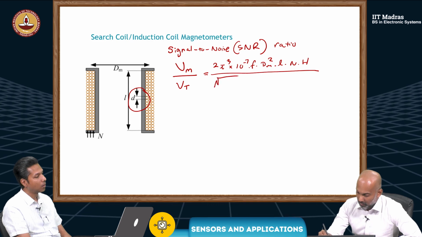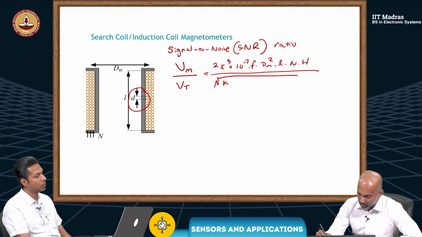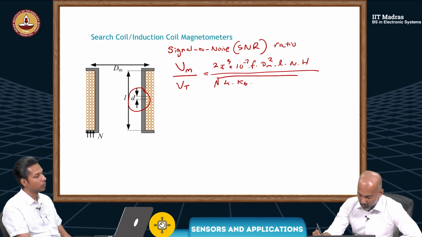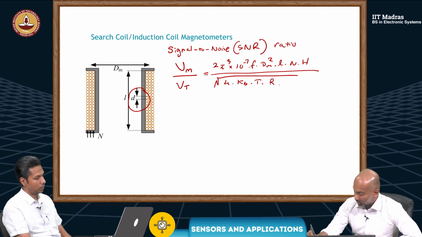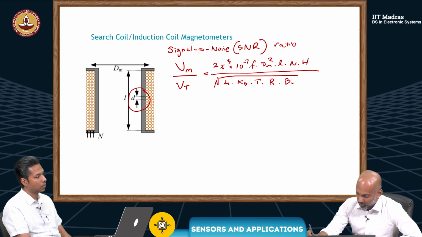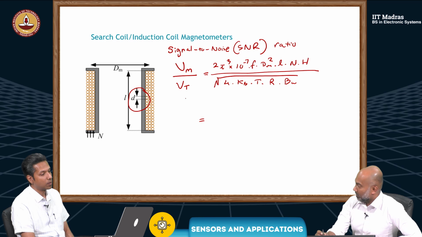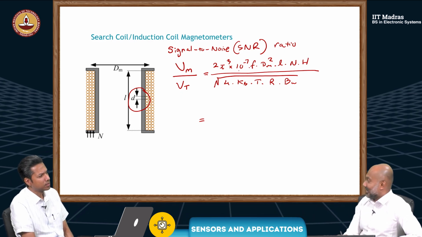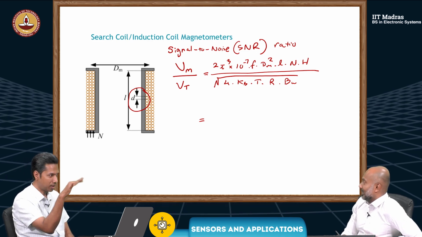Then we have what we just talked about before: 4 kB, the Boltzmann constant, temperature, coil resistance times the bandwidth. So you have your VM here. And so this 10 to the power minus 7 came from where? 10 to the power minus 7 is your mu 0. Yeah, so you derived this, conserving all this.